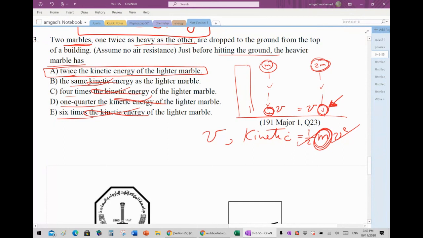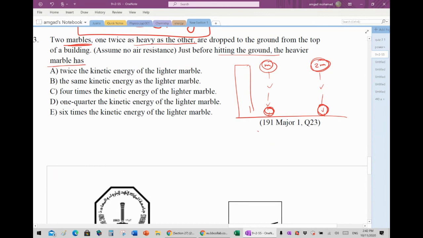So if he is talking about speed, they have the same speed. But if we are talking about the kinetic energy, the kinetic energy of the first one, the bigger one, is double the other one. Let's solve it using another method. Let's try to solve and get the same idea with another method.